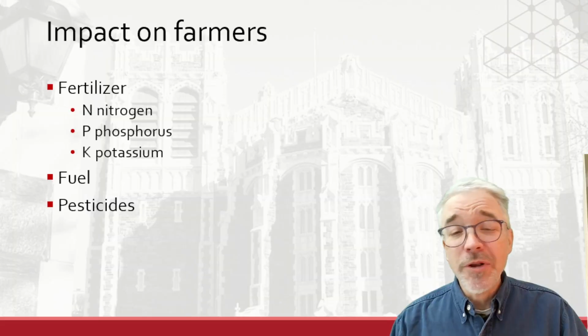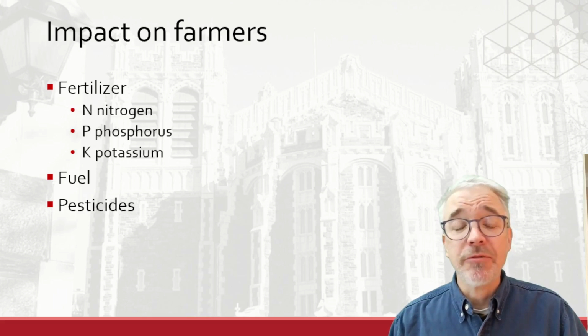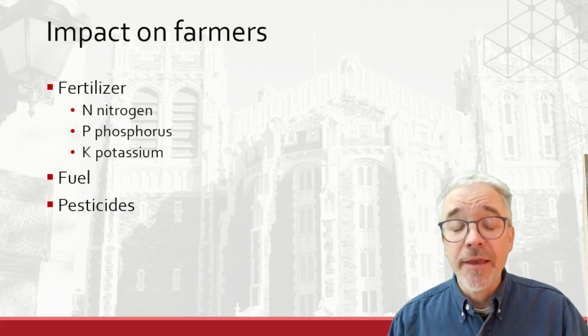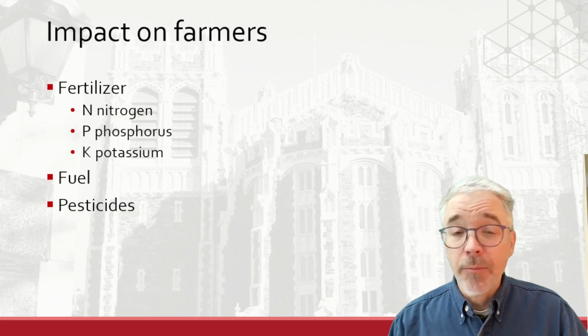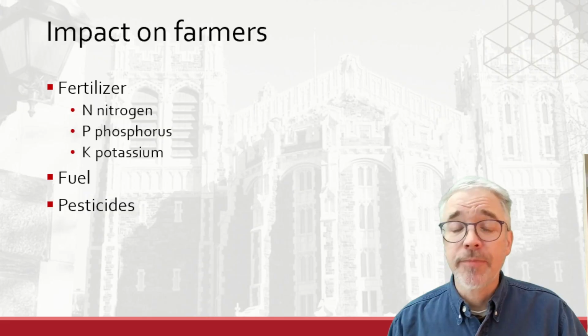Now, what does this mean for farmers? There are several paths. Restrictions on the Strait of Hormuz mean fertilizer is more expensive, fuel, especially diesel, is more expensive, and pesticides are more expensive. Now, the biggest impact for farmers, particularly in the northern hemisphere where the planting season is starting, is fertilizer. Maybe a surprise, but fertilizer is commonly made from fossil fuels.